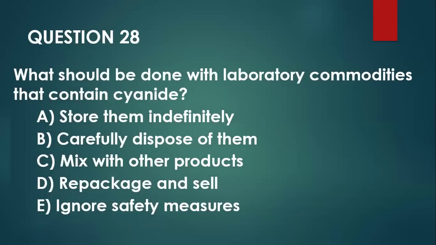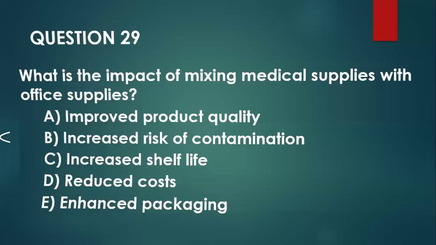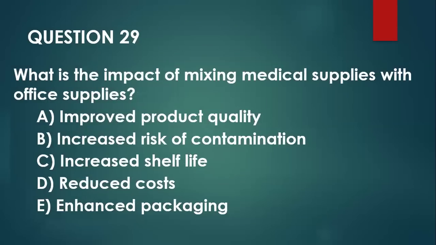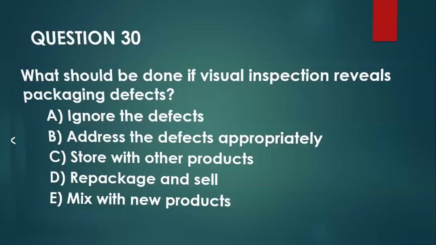28. What should be done with laboratory commodities that contain cyanide? Cyanide is very dangerous, and it has been known to cause metal pipes to explode when it accumulates in them. So you need to carefully dispose of them. All right. So B is your answer. What is the impact of mixing medical supplies with office supplies? You would have an increased risk of contamination.